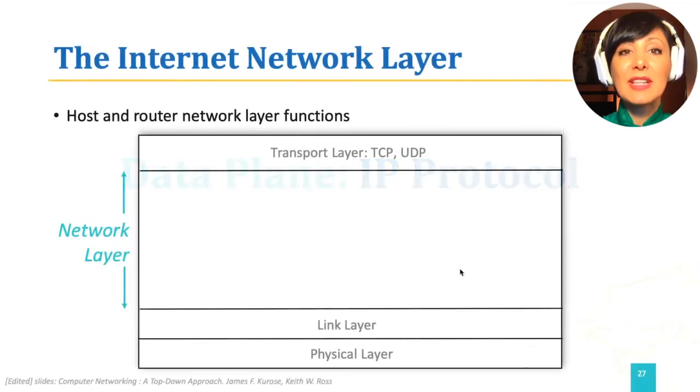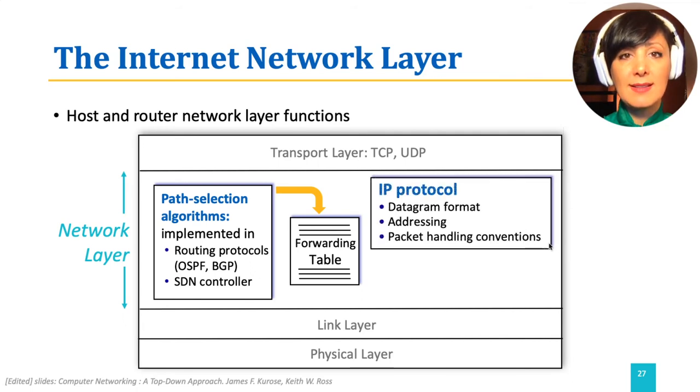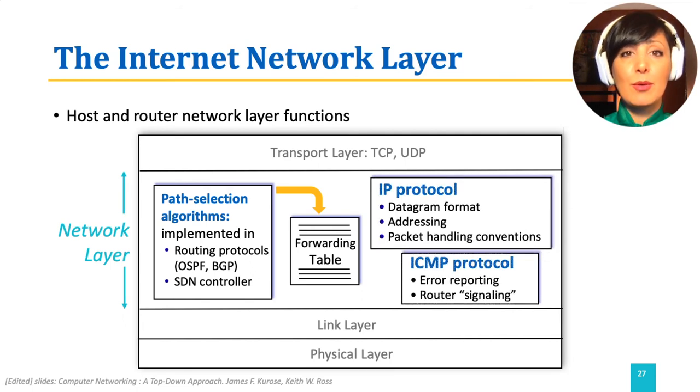The network layer of the Internet consists of a set of protocols running in the data and control plane. Routing protocols run on a per-router basis or on an SDN controller in a centralized way. They implement path selection mechanisms running at the control plane, resulting in the forwarding decisions written at each router's forwarding table. Other protocols running at the network layer are the IP and ICMP protocols.